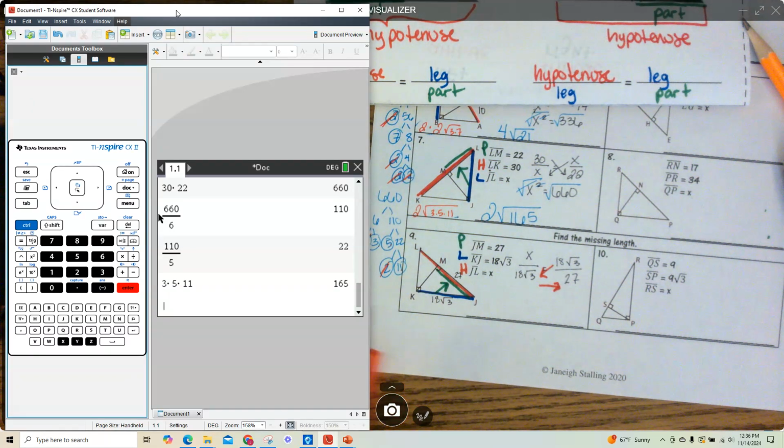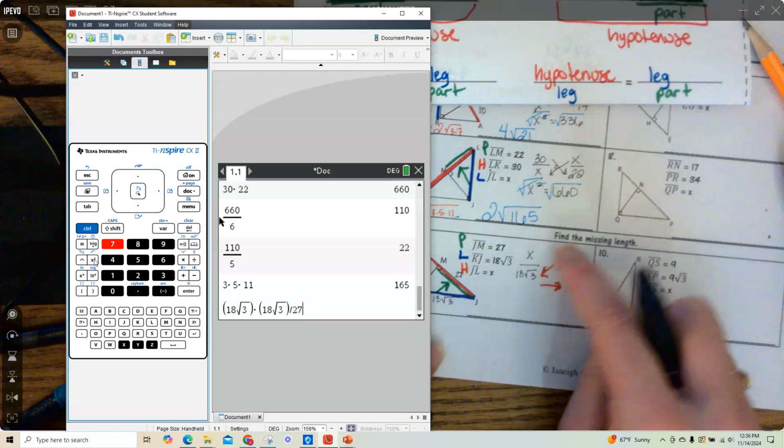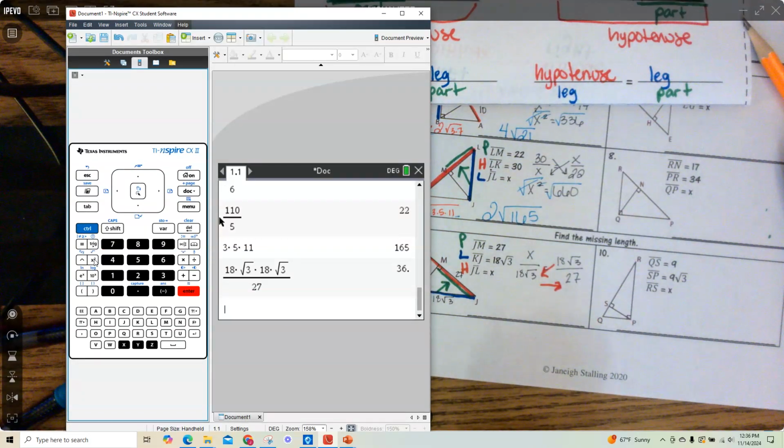I would put everything in parentheses. Okay, so I would do 18 times the square root of 3 times 18 times the square root of 3 divided by 27. Cross multiply, always go corner to corner, divide by what's left. Okay, so if you've only got 1 X, you can cross multiply and divide. Oh, I did so good.